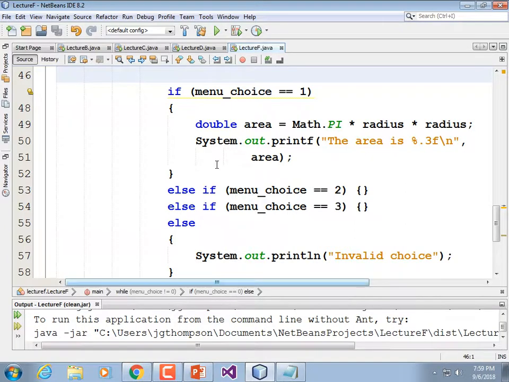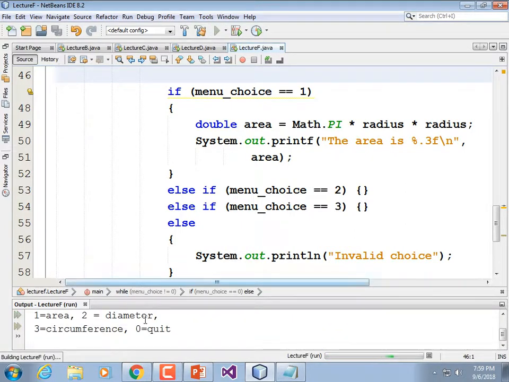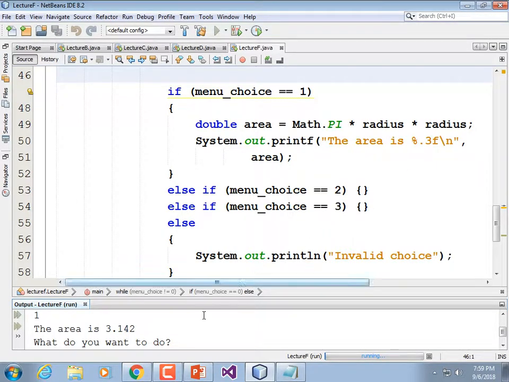So I built it. I'm going to run it. It's asking me what I want to do: area, diameter, circumference, or quit. I'm going to calculate the area because I'm hoping that one works. The radius is 1, so the area ought to be 3.14. Yep. If you want more decimal places after the decimal, you would change this %.3f to a higher number. If you use %f with no qualifier, just %f with no .3 or anything like that.